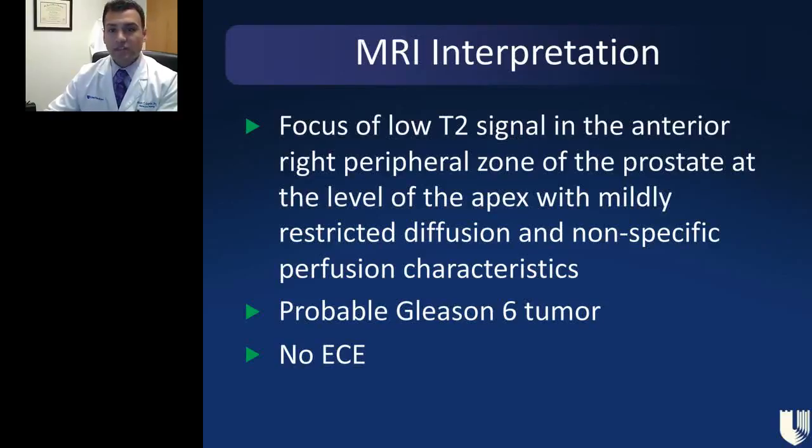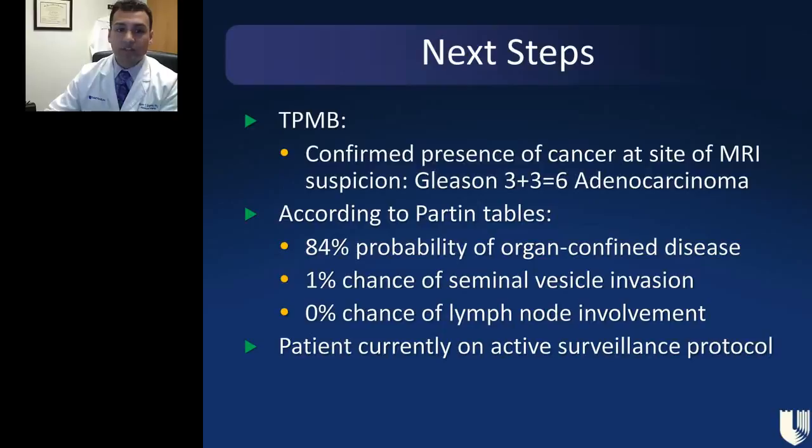So based on this MRI, we were able to say that this lesion was in the anterior right peripheral zone at the level of the apex with restricted diffusion, but mildly restricted diffusion, and really nonspecific perfusion characteristics. We felt this represented a Gleason 6 tumor. We felt confident calling there no extracapsular or extraprostatic extension. And based on this, the patient underwent a transperineal mapping biopsy.